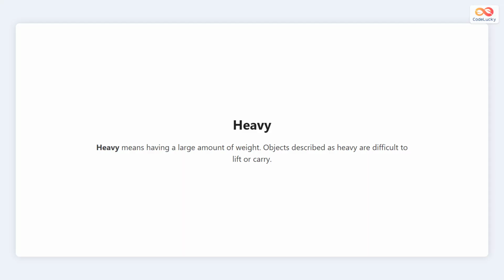The word heavy describes objects that have a large amount of weight. When something is heavy, it is difficult to lift or carry. For example, a large rock is heavy. A loaded suitcase is heavy. A refrigerator is also heavy. Heavy objects require effort to move. In English, we use the word heavy to communicate when something weighs a lot and is not easy to transport.